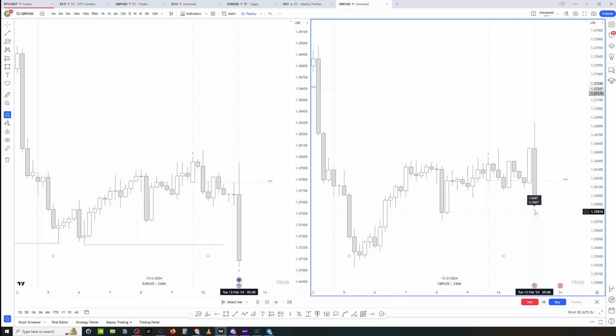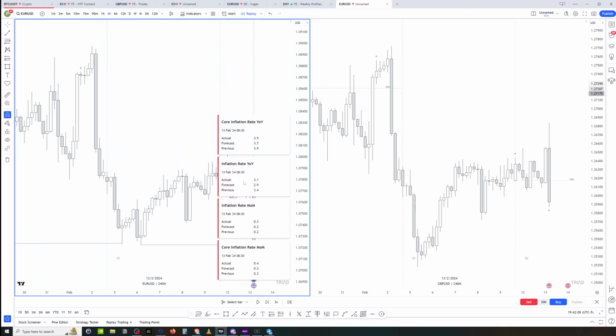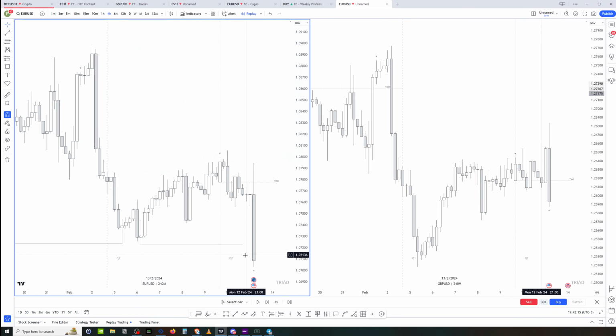There it is. So due to the fact that the news event was very compressed with pound and expansive with euro, we already have our first trigger. As you can see, this is CPI. So that's the news event that is doing this.